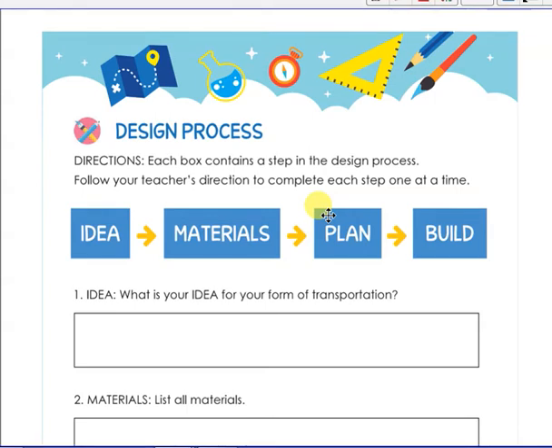Number 3, plan. Write my ideas in a paper. The last one is build this model or make this model. So design process is number 1, idea. Number 2, materials. Number 3, plan. Number 4, build. Idea, materials, plan, build. Okay, this is plan, not plain. Plan.